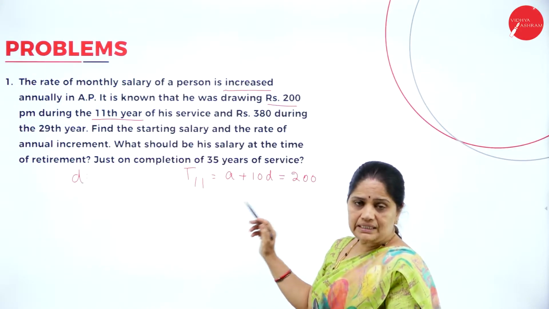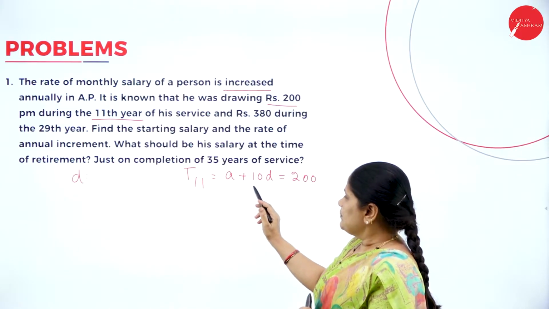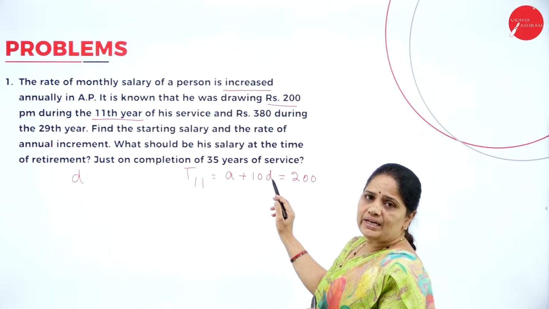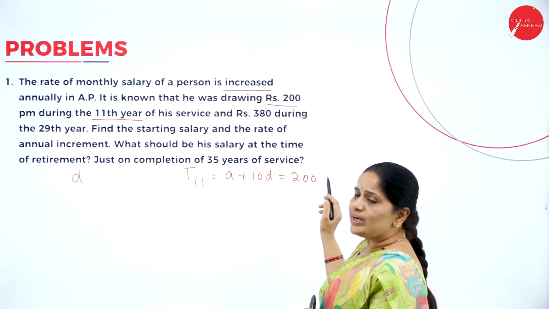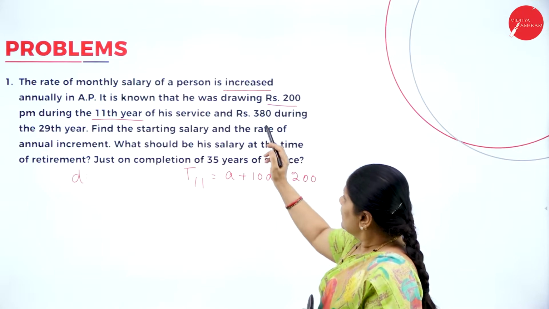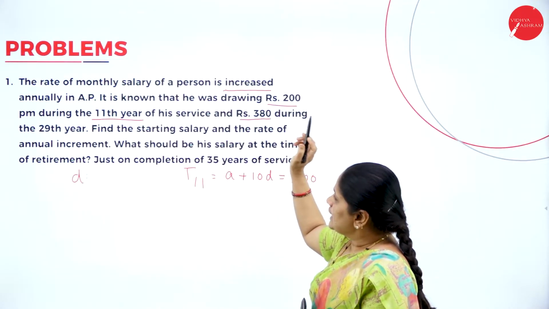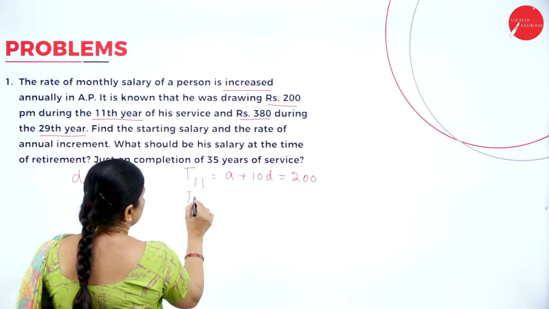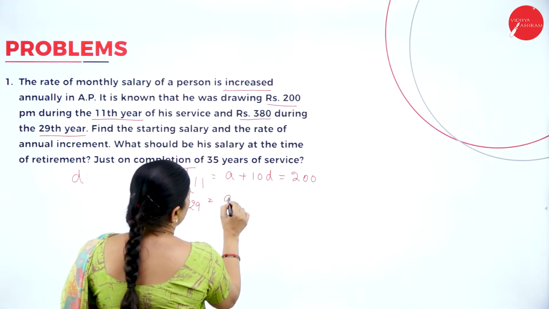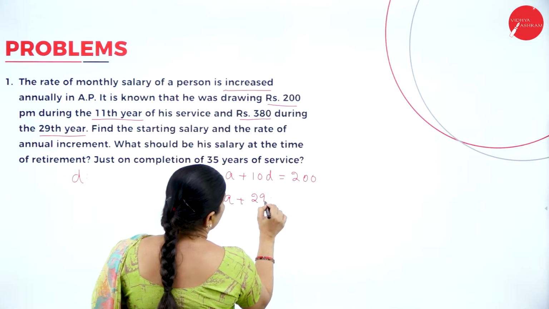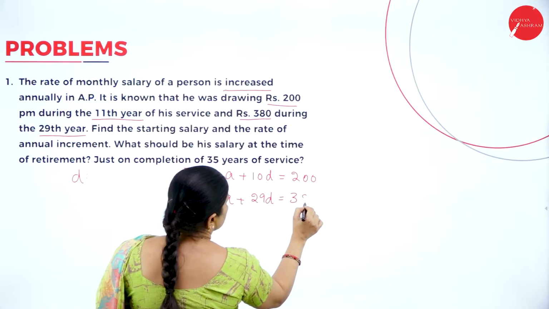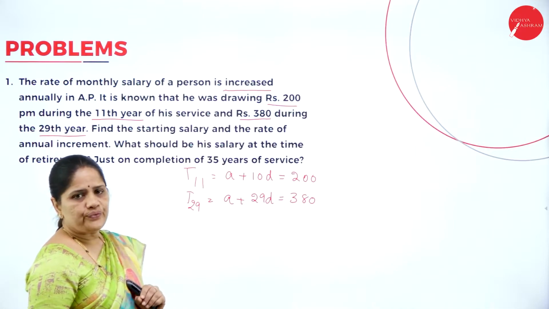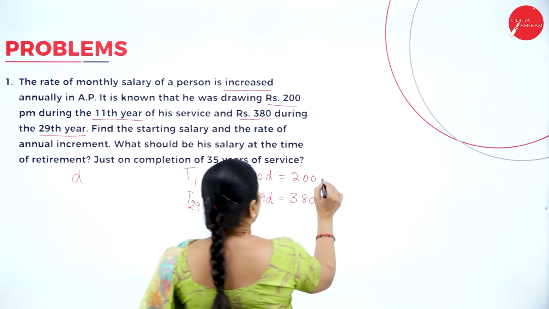So, in the 11th year of his service, that means T11. T11 means A plus 11 minus 1, that is 10D. So, A plus 10D equals 200. And they have also given that rupees 380 during the 29th year of his service. So, T29 will be A plus 28D equals 380. So, we have two equations here and two variables. So, let us find out the answer.